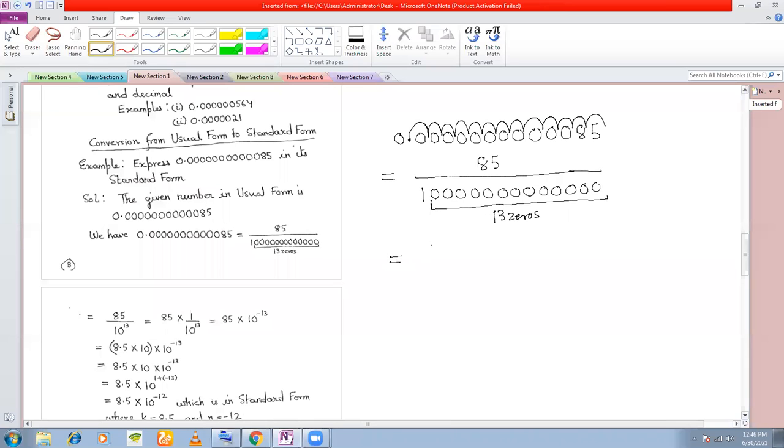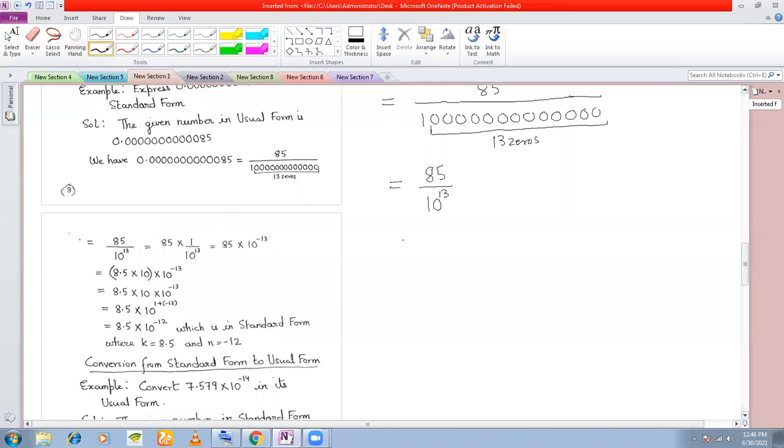Now what we can do is write this as 85 divided by 10 to the power of 13, right? Now we can write this as 85 into 1 by 10 to the power of 13. And from the laws of indices or exponents, 1 by 10 to the power of 13 can be written as 10 to the power of minus 13. But still this number is not in standard form, even though this is a negative integer, yet this is not in standard form till now.